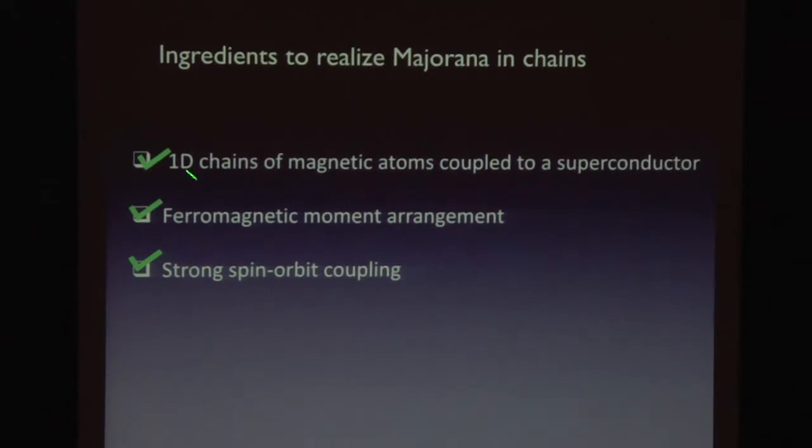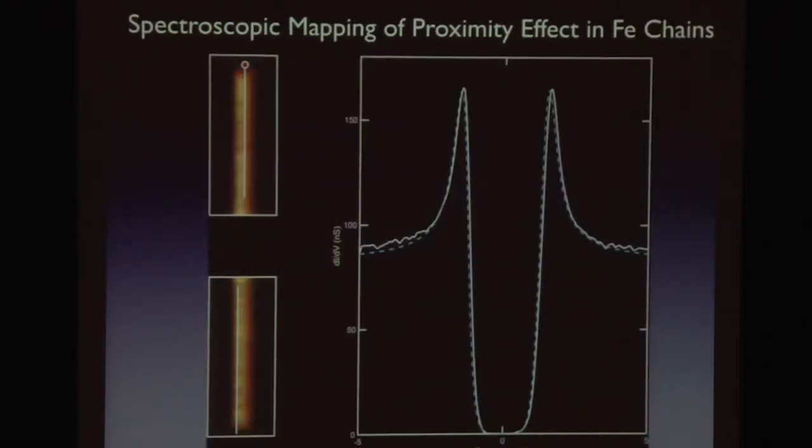Okay, so it looks like we have all the ingredients. We have a one-dimensional chain of magnetic atoms. We have ferromagnetism. We have strong spin-orbit coupling. So if the theory is correct, if you manage to get superconductivity on these chains, then you should have a Majorana zero mode. So the advantage of the STM, of course, is that we can go to these chains, and we can go to both ends of these chains, for example.